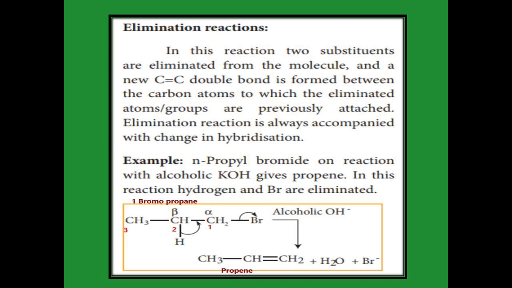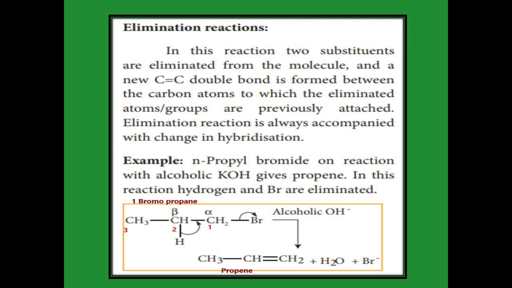Now see the example. 1-bromopropane, another name is n-propyl bromide. Here when it undergoes reaction with alcoholic potassium hydroxide, the alpha carbon, the bromine is attached to the first carbon, and that carbon is called the alpha carbon. That alpha carbon eliminates the bromine, and the carbon nearer to the alpha carbon is called the beta carbon.